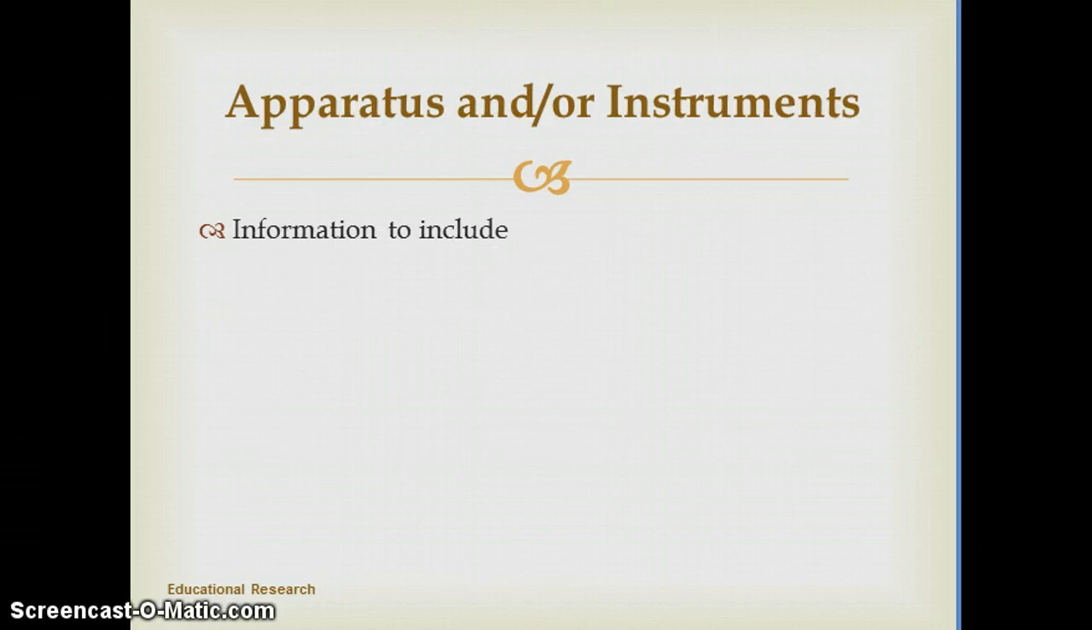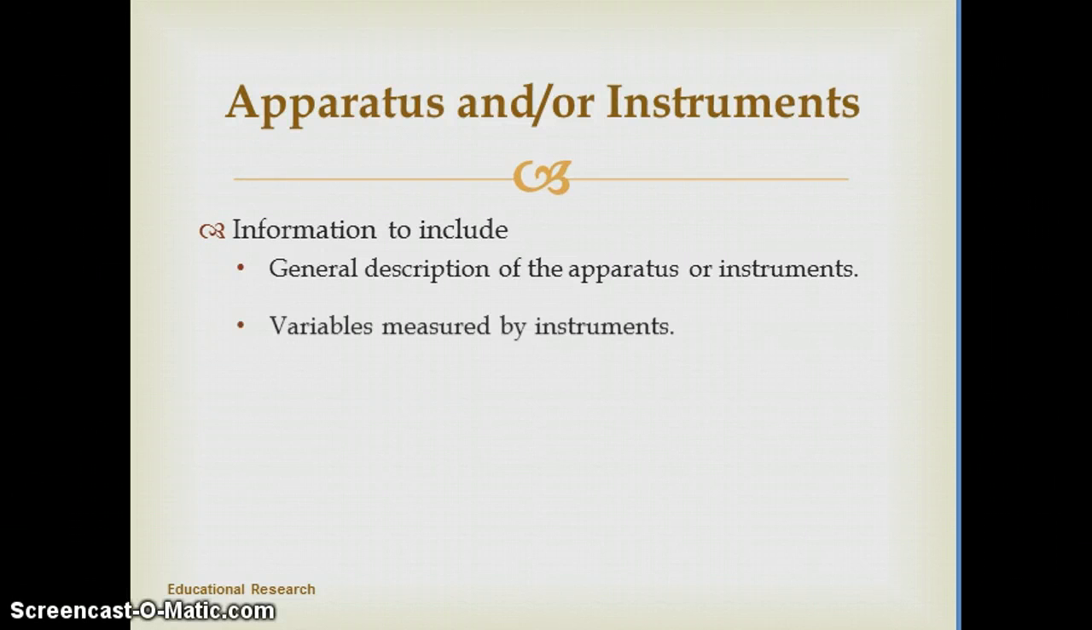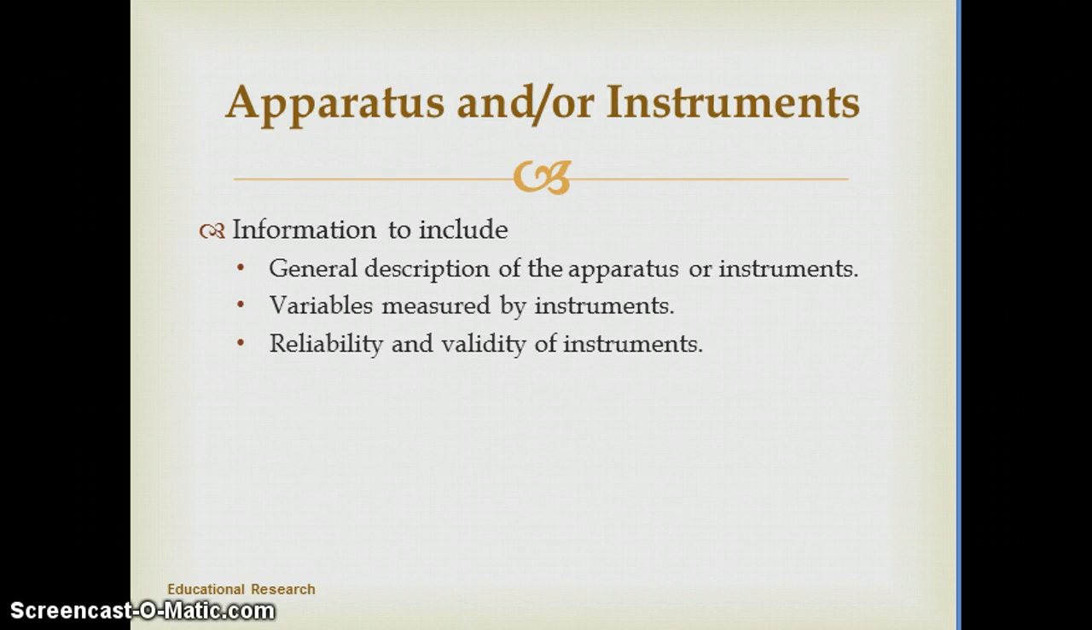Part of the design is obviously collecting that data. So you have to have an apparatus or an instrument for collecting that data. The general information to include is a general description of that apparatus or the instrument. Often you use a tool that has already been used before. So if you think about 516 right now, if you're in my in-person class or you're taking it with Professor Brandon, you're using that Motivation to Read Profile this week, right?